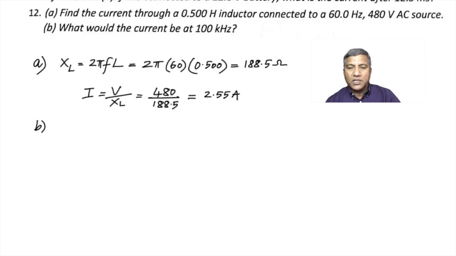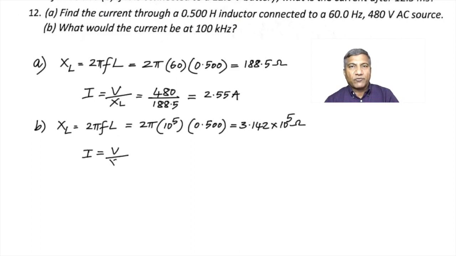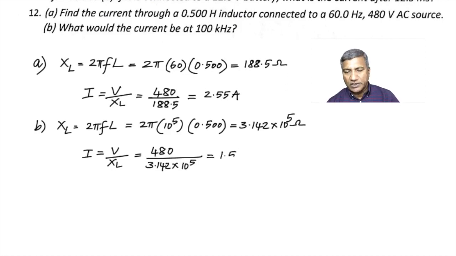And in the B part, got to repeat the process and find the current at 100 kilohertz. So once again, the frequency is now 100 kilohertz. So the inductive reactance is going to change. So you get 100 kilohertz is 10 to the power 5, and 0.5 is the inductance. So now we get a very high resistance, or in fact reactance, and then the current is going to be really small, because 480 divided by that extremely large reactance is going to give a small current, which is 1.53 times 10 to the negative 3 ampere. So that's how we work out the current passing through an inductor.